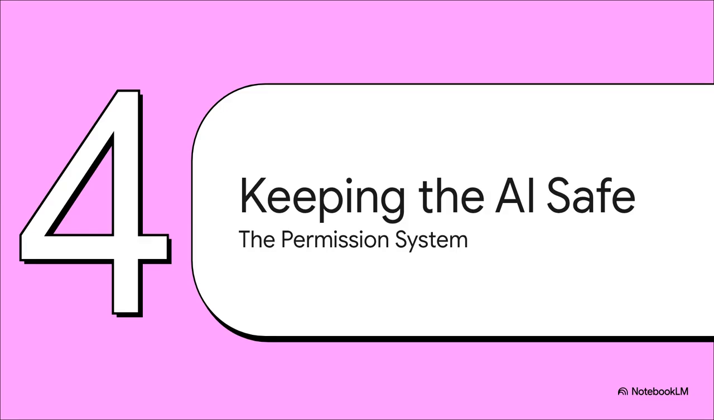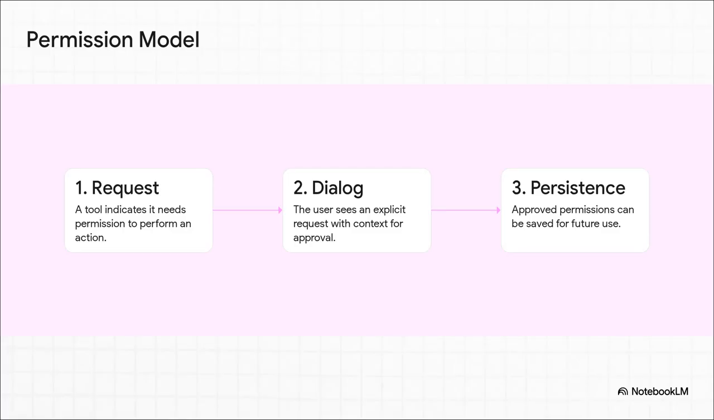How does this architecture make sure the AI doesn't do something really destructive? Well, it all comes down to giving you, the user, the ultimate control. The system uses this simple but incredibly powerful three-step permission model. Here's how it works. First, the AI tool says, hey, I need permission to do this potentially risky thing, like edit a file. That's the request.